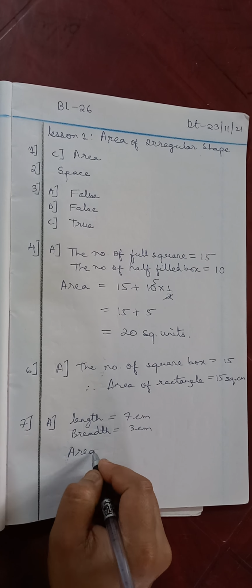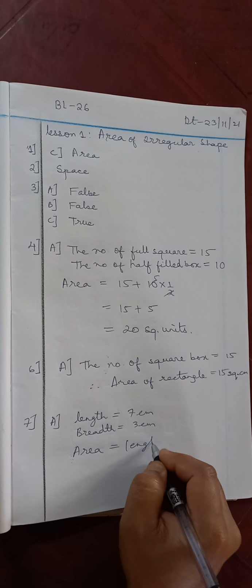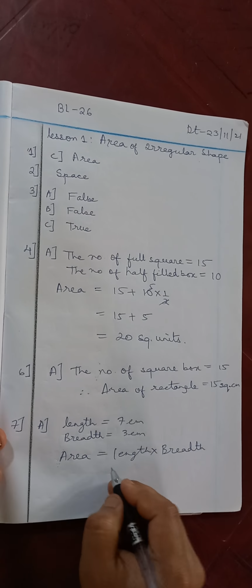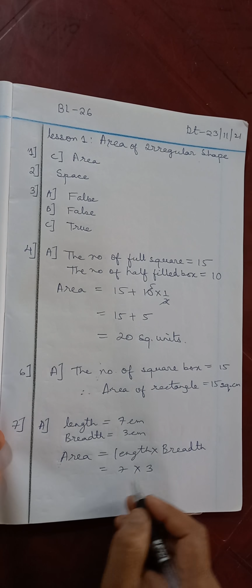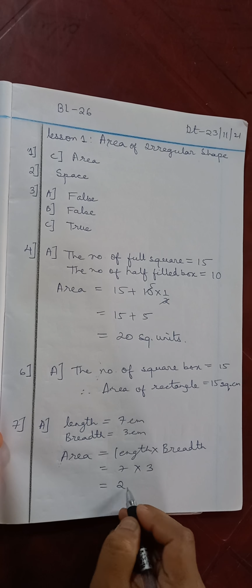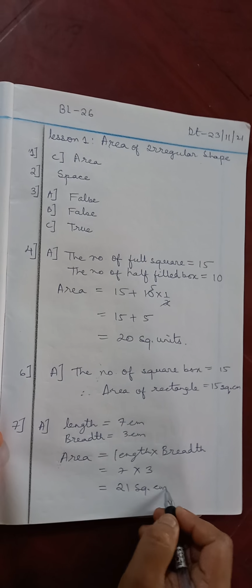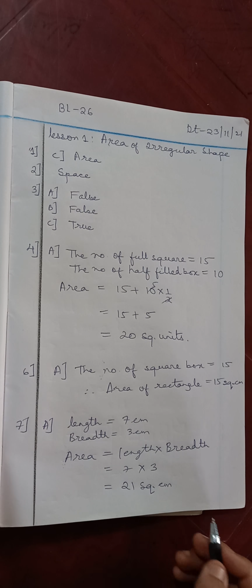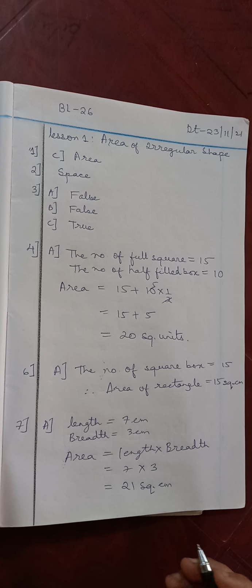So your area, as you already know, the formula is what? It is length into breadth, isn't it, children? So you just write the length into breadth value over there and you find the answer. So your area value will be 21 square centimeter. So this is how you are supposed to do 7a.